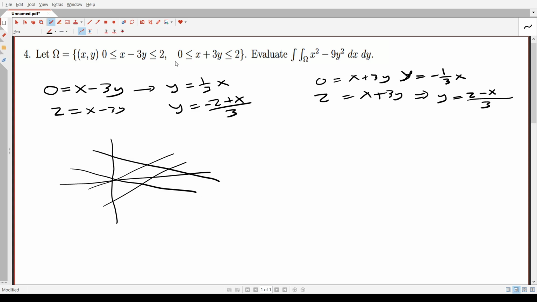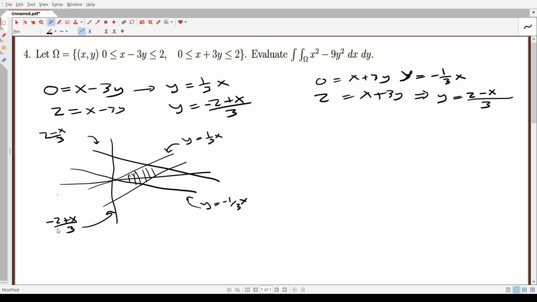Okay, so we want the region that is below the line x minus 3y equals 2. Actually, let me not say below, but let's just say that we want the region that is enclosed by all of these. So this is the region we're interested in. Let me label these. This was the line y equals 1/3 x. This was the line y equals negative 1/3 x. This one was 2 minus x over 3. And finally, this one was minus 2 plus x over 3.